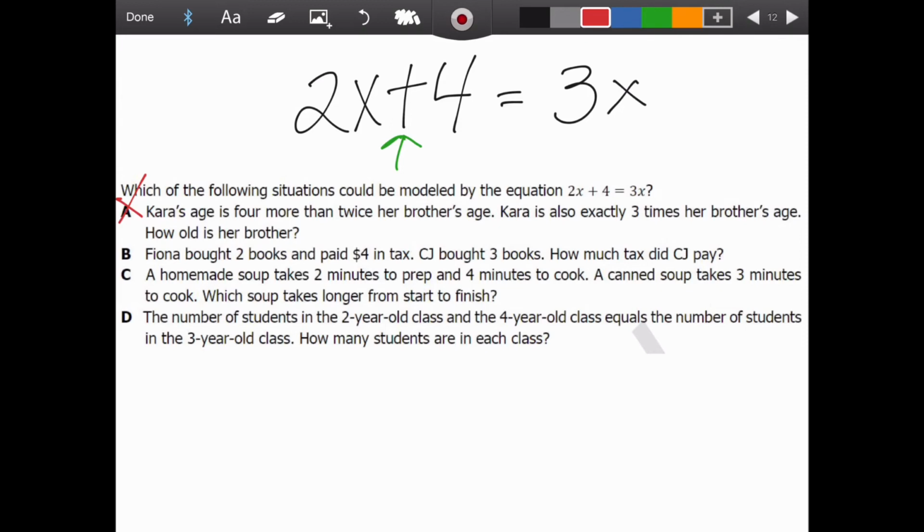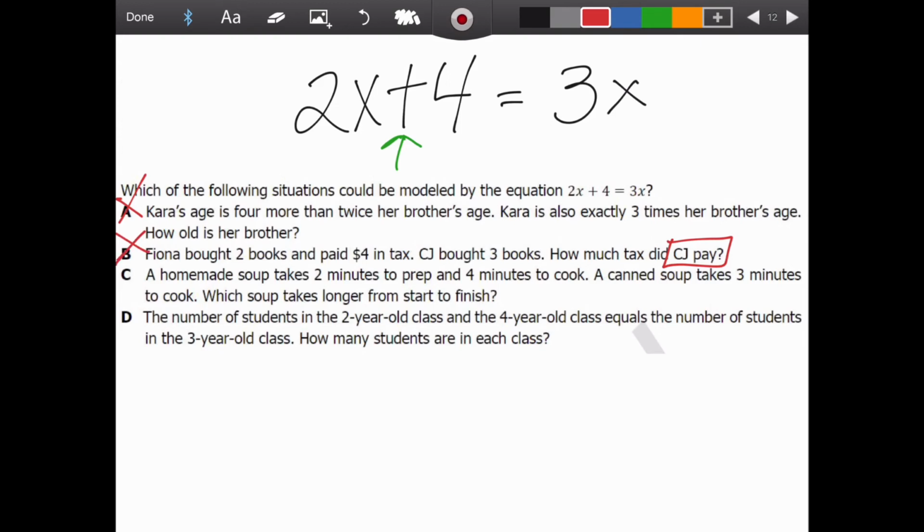B: Fiona bought 2 books and paid $4 in taxes. CJ bought 3 books. How much taxes did CJ pay? But again, it's not telling us that Fiona and CJ spent the same amount of money. It just wants to know how much tax CJ paid. Okay? And again, that doesn't lend itself to writing an equation. So B is not our answer.